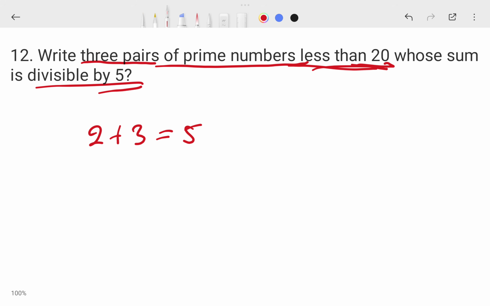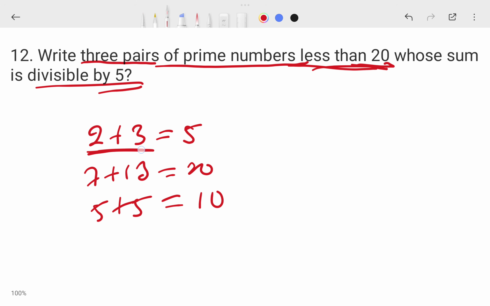Okay, you can write 7 plus 13, this is 20. Otherwise you can write 5 plus 5, that is 10. 2 and 3 are the prime numbers. And after it is less than 20, if you add these, it is going to be divisible by 5. 7 plus 13, this is 20, it is also divisible by 5. 5 plus 5, both are the prime numbers. If you add, the answer is 10. So if you divide by 10, it is going to be divisible by 5.